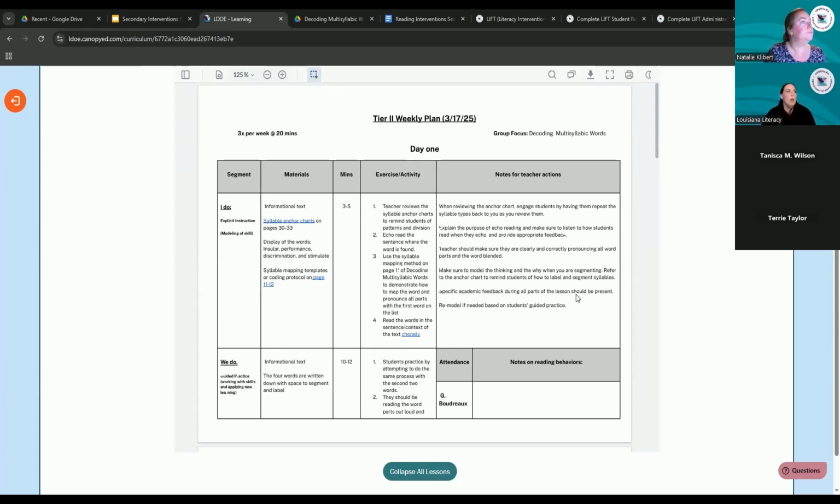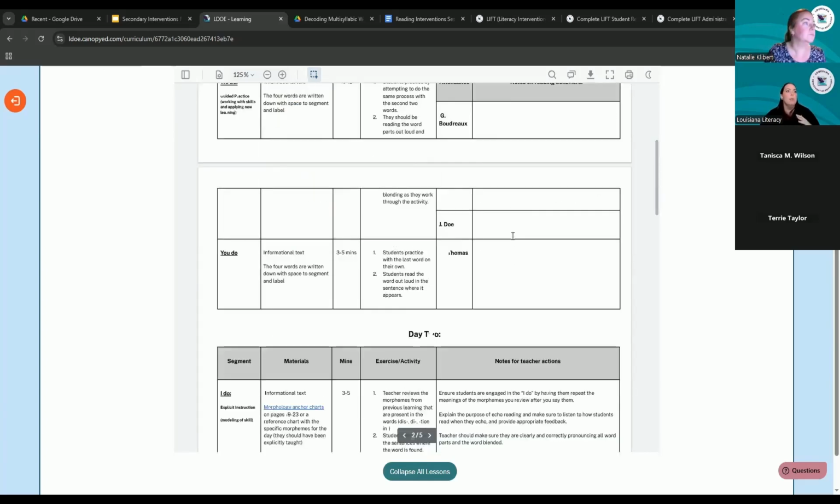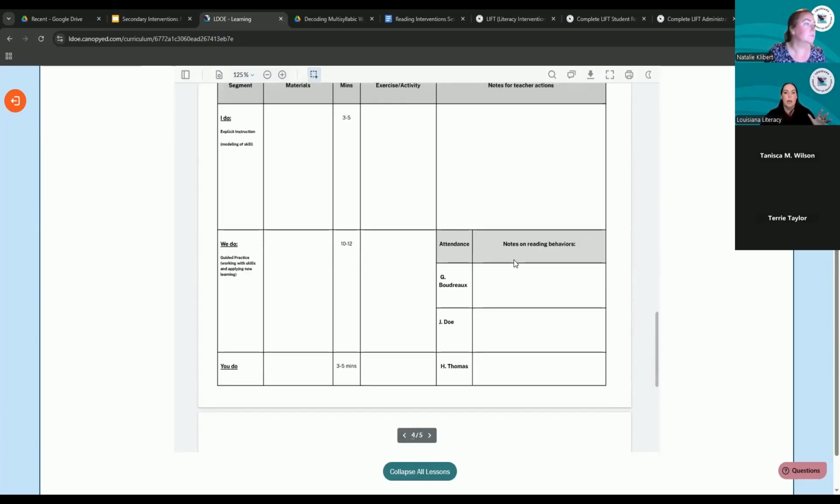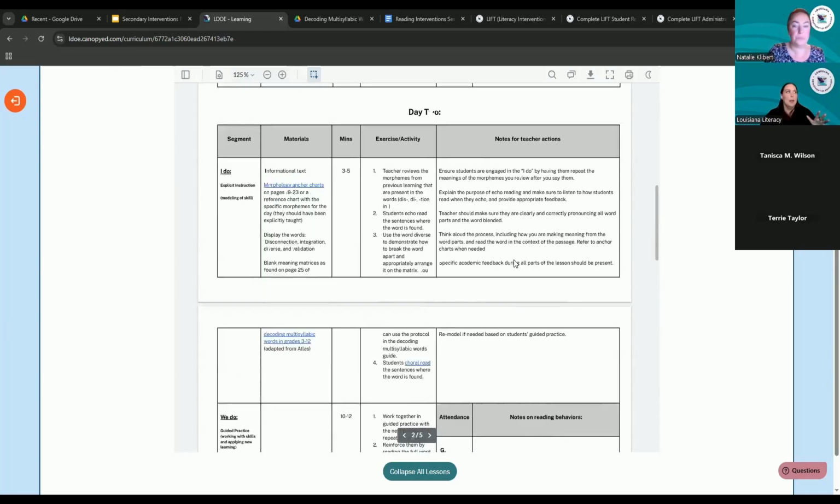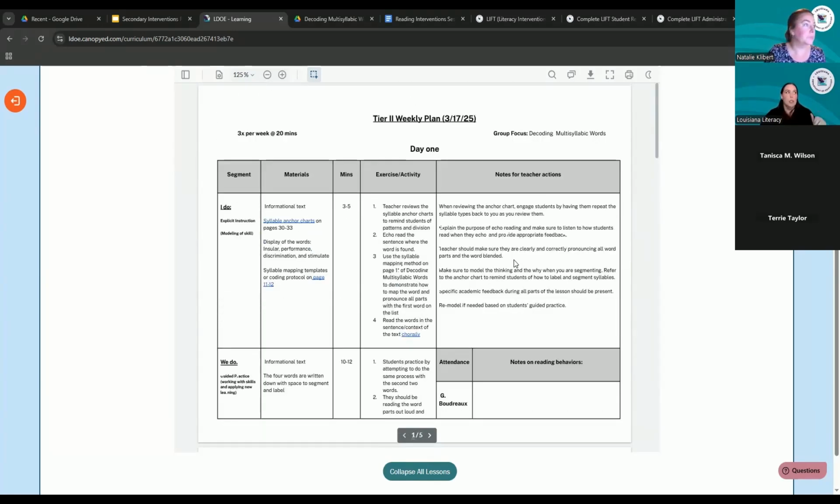So just to give you some context here, I purposely left day 3 blank because you guys are going to get together and plan day 3. But let me show you what they're doing day 1 and 2.